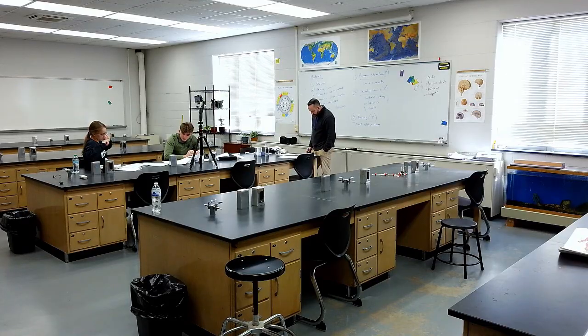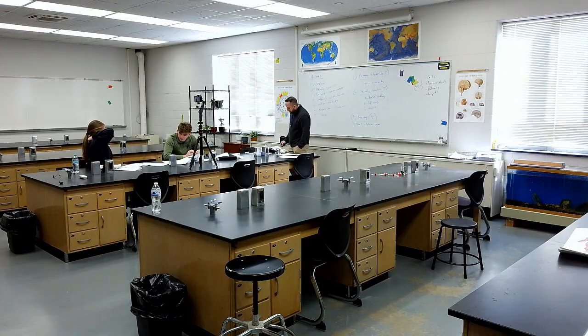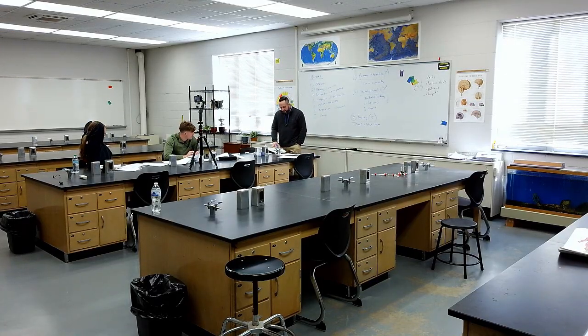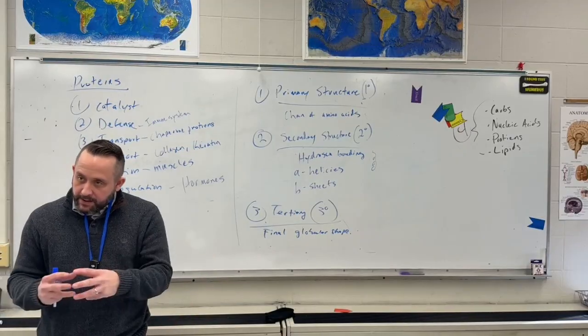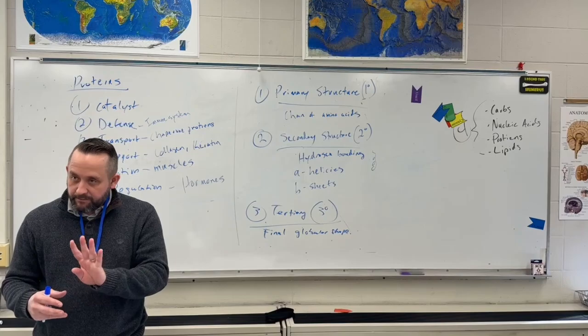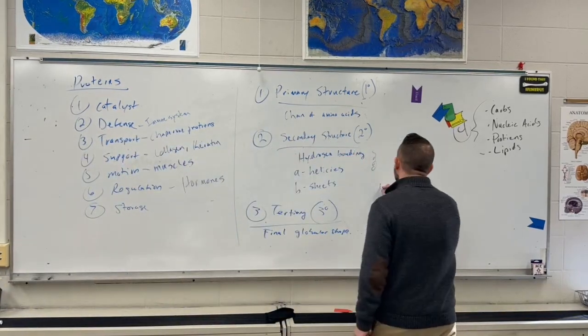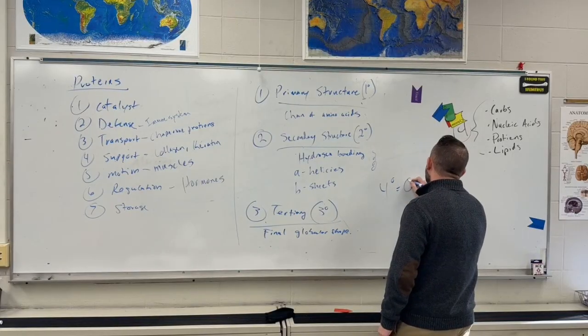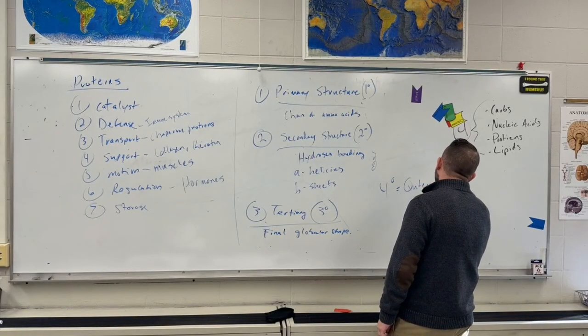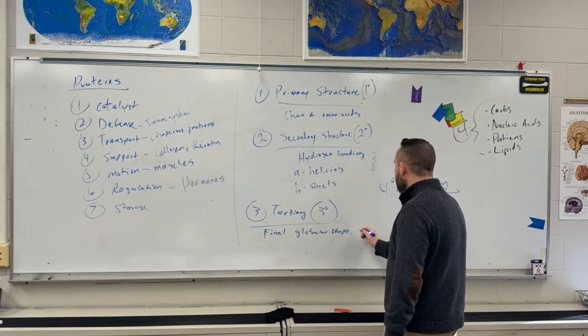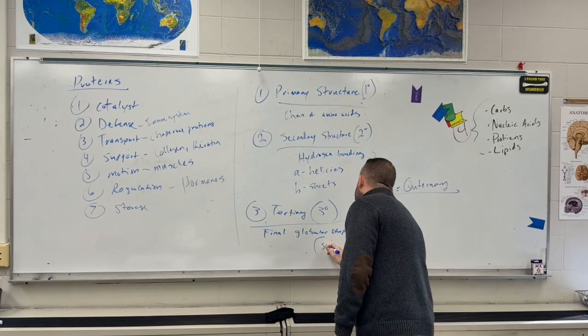All right. When two or more polypeptide chains associate to form a functional protein, the individual chains are referred to as subunits. And then the arrangement of those subunits together is termed, guess what? The last stage, quaternary. I'm going to write subunit here.